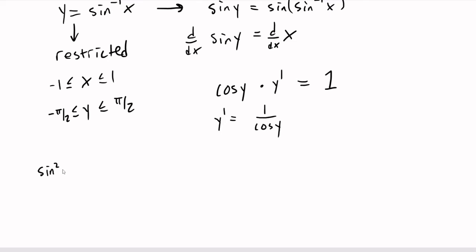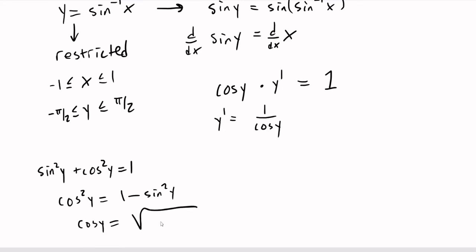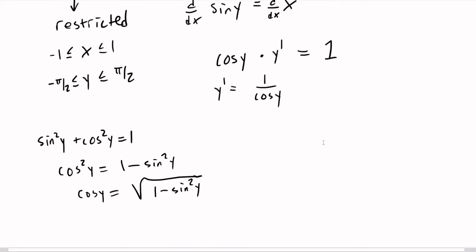Sine squared plus cos squared equals 1. So cos squared equals 1 minus sine squared. Then if we square root, we end up with cos y equals root 1 minus sine squared y. Now, you should stop me here and say, whoa, this is a plus or minus. What are you doing here?